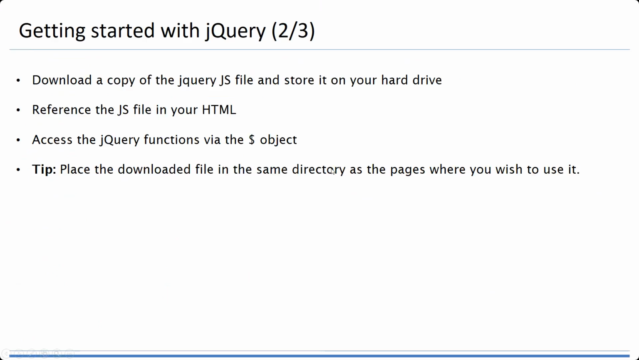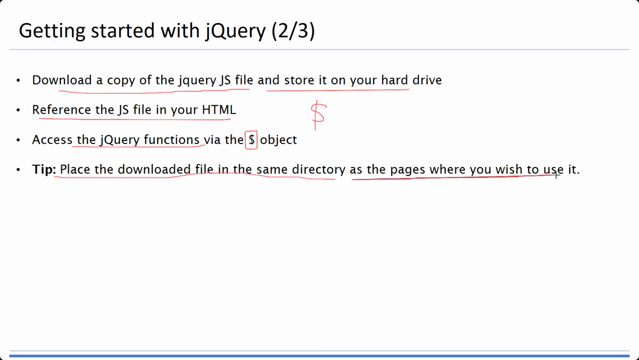If you go with downloading the files, you can download a copy of the jQuery JS file and store it on your hard drive, and then do the reference in your HTML. Whenever you access jQuery, you need to use the $ sign. The $ sign is one of the symbols that you need to use to refer to jQuery. If you download this one, you need to put the downloaded files in the same directory as the pages where you wish to use it.